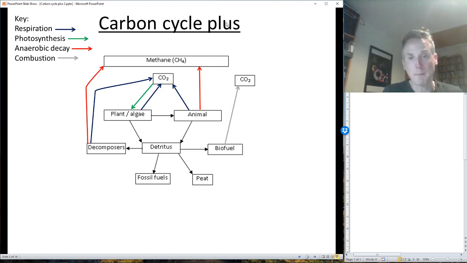So biofuels can be burnt to produce CO2. We're going to see that peat, well, you can burn it and release CO2, but also if it decomposes, it can release CO2 as well. So we're going to learn about the exciting world of peat. It is actually quite exciting. And also we know that when we burn fossil fuels, that also releases carbon dioxide. So there's a burning side to the carbon cycle.